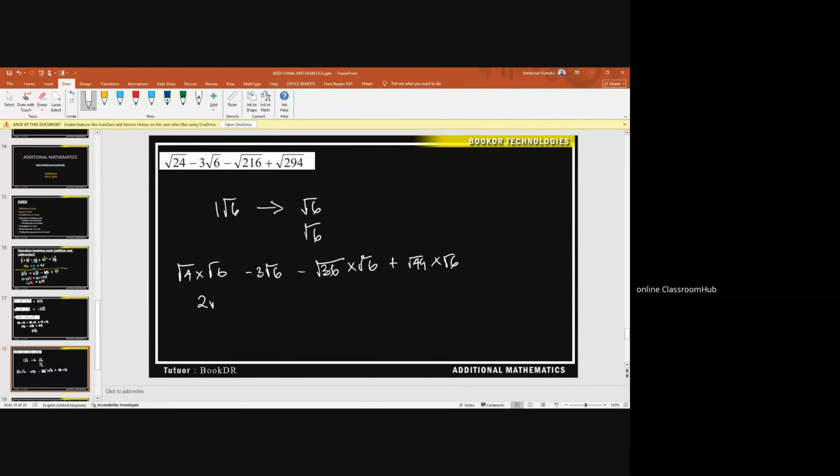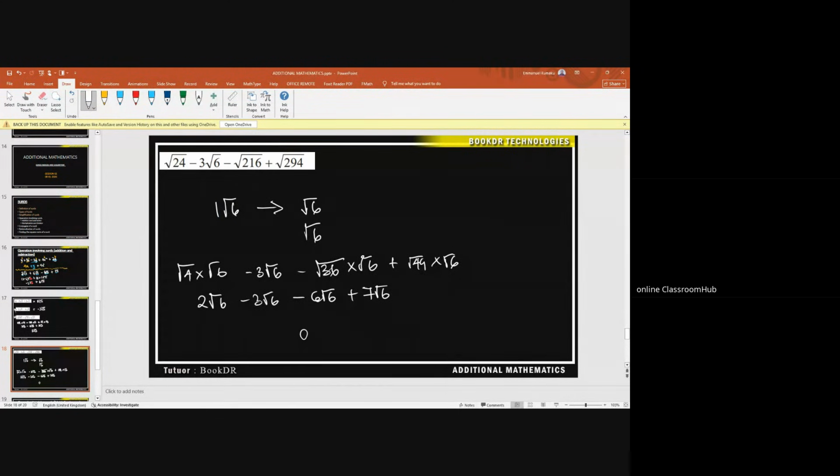Good. So this will give us 2 root 6 minus 3 root 6, then 6 root 6 plus 7 root 6. We are just going to add their coefficients. 2 minus 3 will give us negative 1, sorry. Then negative 1 minus 6 will give us negative 7. Then plus 7 should give us 0. So it wasn't root 6, it was rather 0.